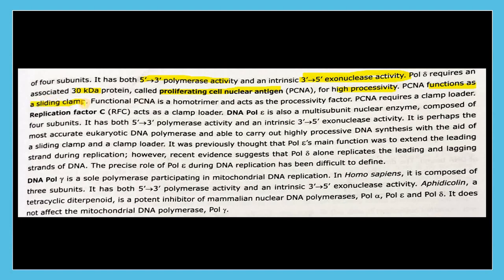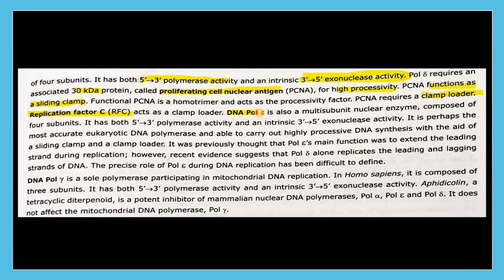In prokaryotes, we had beta clamps which were acting as sliding clamps. In eukaryotes, we have PCNA, proliferating cell nuclear antigen. Functional PCNA is a homotrimer and acts as a processivity factor. It also requires a clamp loader, that is replication factor C here, and there it was the gamma complex in prokaryotes. In eukaryotes, we have replication factor C acting as the clamp loader.